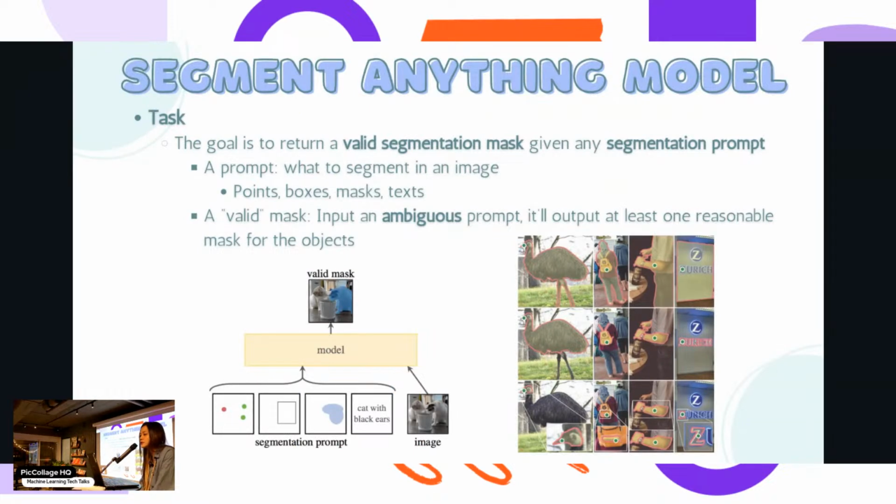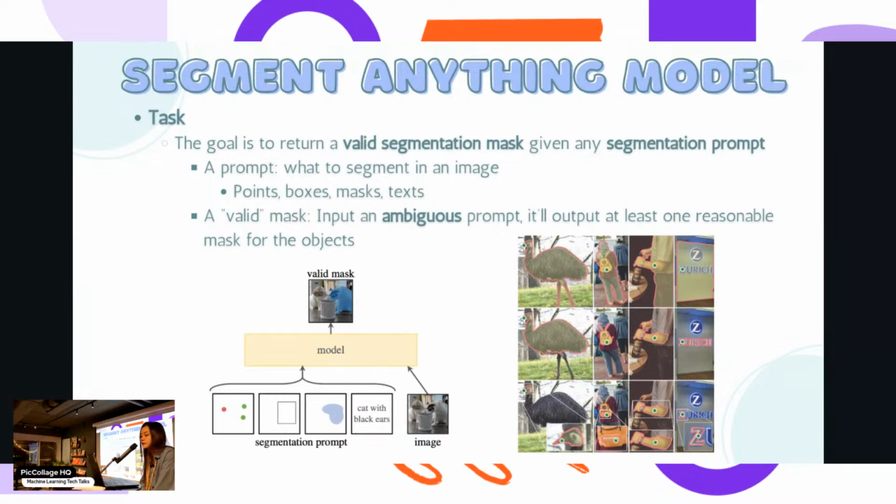So here is more detail about the Segment Anything Model called SAM. So the goal is to return a valid segmentation mask given any segmentation prompt. The prompt is what to segment in the image. It can be of different kinds of types.